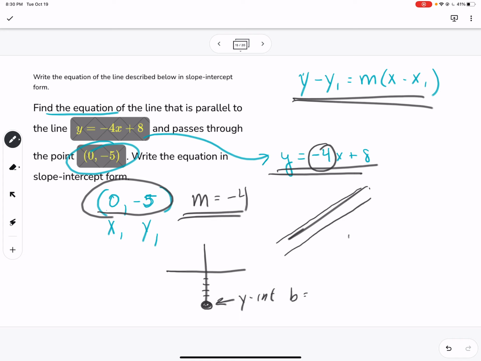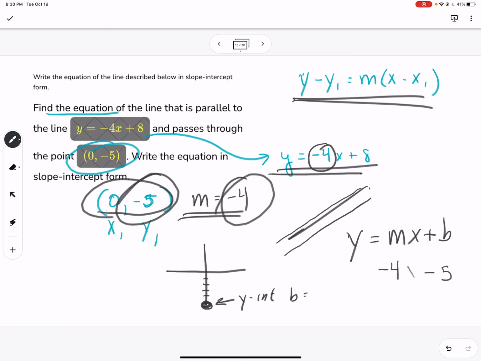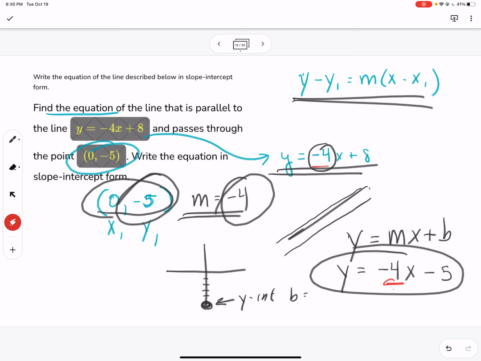So if you think about y equals mx plus b, the line I want has a y-intercept of -5, and it's got a slope of -4. Y equals -4x minus 5. It's got the same slope as this line, so it's going to be parallel to it, and it certainly has that y-intercept. You'd be done right there.